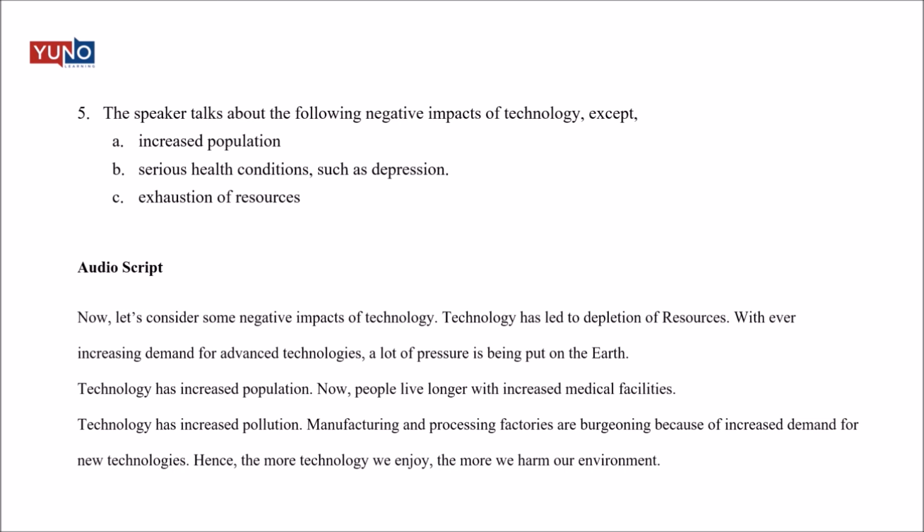The speaker clearly mentions A and C, increased population and exhaustion, meaning depletion of resources, whereas there is no mention of serious health conditions. So the correct option is B. With this, we have covered all the 5 questions. I really hope you understood all of them. Let me quickly repeat the key points for you.